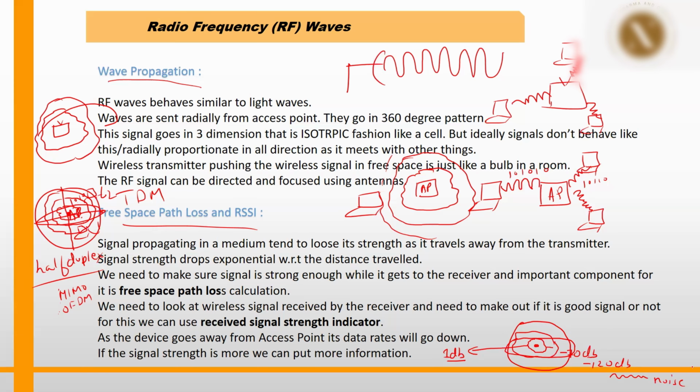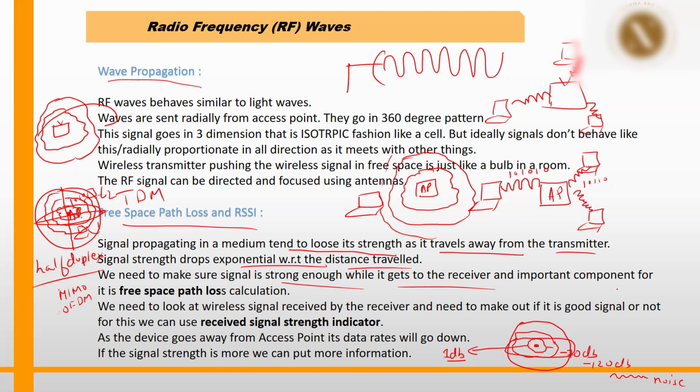But what I want to tell you is when the radiation goes out of the AP, it is going to degrade exponentially, because it is going in all 360-degree directions. So the signal strength will decrease exponentially. And free space path loss is also one factor for attenuation. A signal propagating in a medium tends to lose its strength as it travels away from the transmitter. Signal strength drops exponentially with respect to the distance traveled. We need to make sure the signal is strong enough when it gets to the receiver.